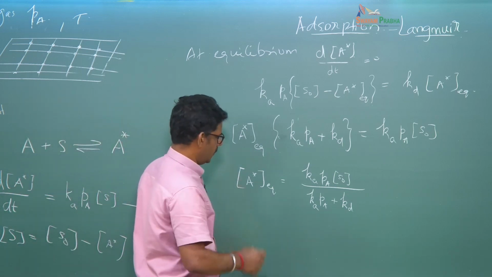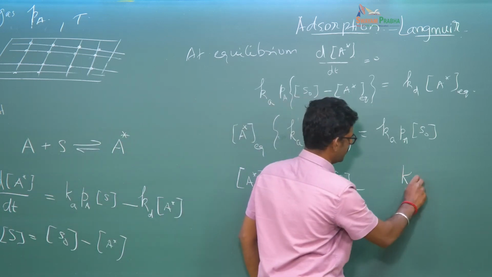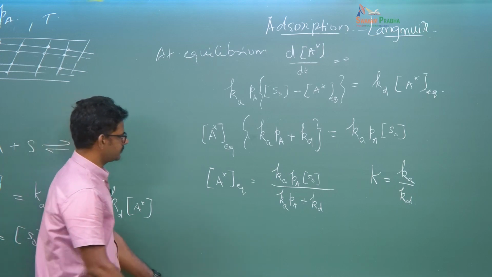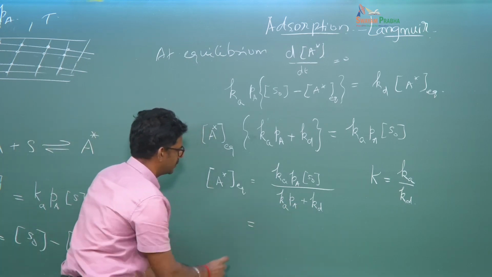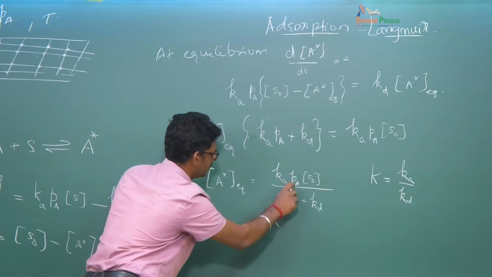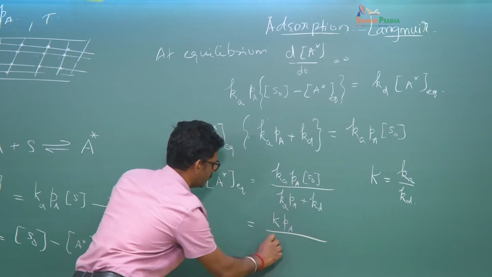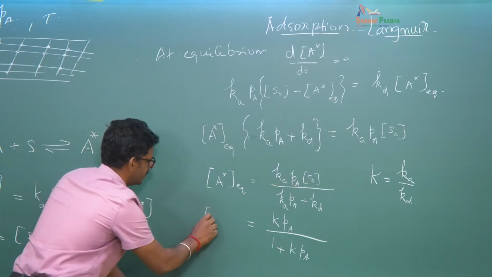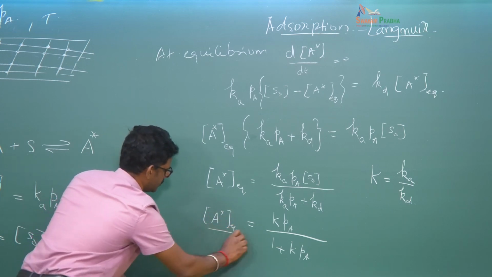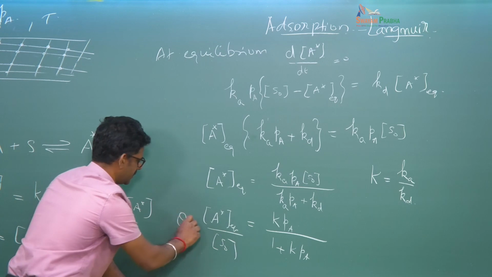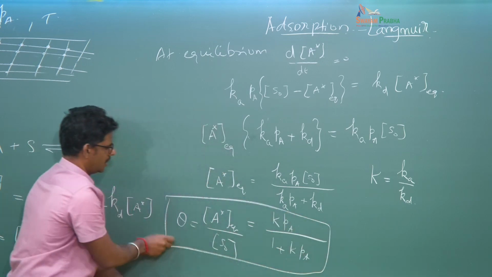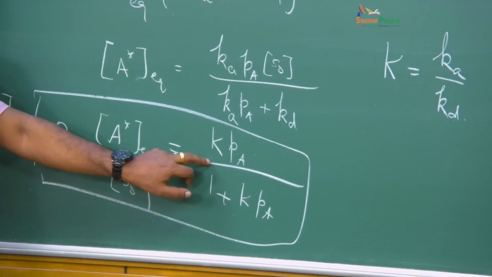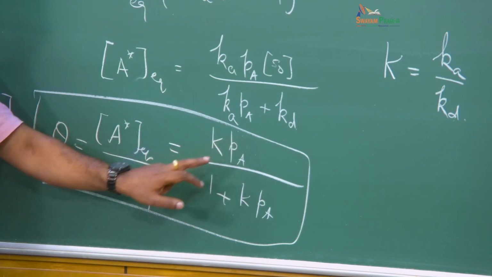Now we can define an equilibrium constant K as Ka by Kd. If you take Kd out, you will get capital K Pa by 1 plus K Pa, and then you can bring this S naught here, and we call this the coverage. The equilibrium coverage of the substrate or adsorbent is given by the equilibrium constant K, which is constant for a given temperature, times Pa over 1 plus K Pa.